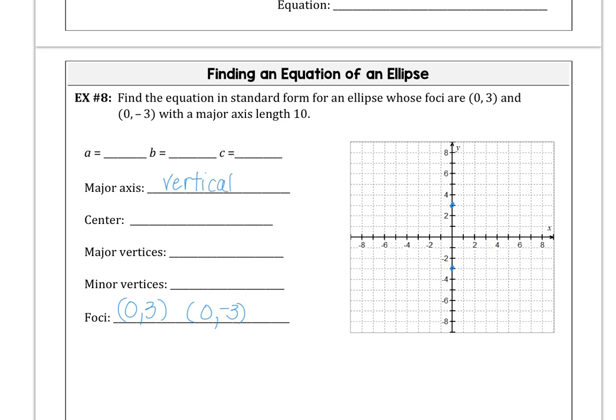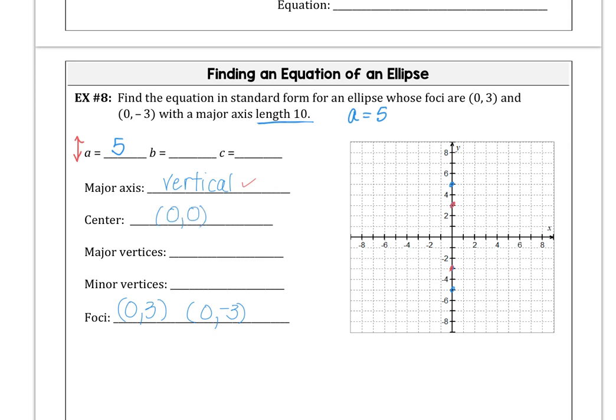We have a major axis that's length 10. So if the major axis is length 10, that's the a value. a is the largest number. If a is 5, then a squared is 25. So we've got a being 5, and it's got to go in a vertical orientation because we figured that from our 2 focal points. So if we go 5 up and 5 down, the center we knew was at 0, 0.